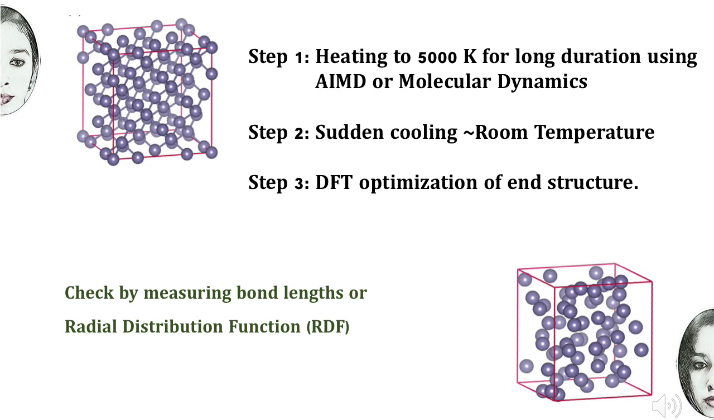This is followed by very instantly cooling the material to room temperature. This sudden drop in temperature from 5000 Kelvin to 298 Kelvin does not provide atoms sufficient time to recrystallize to their kinetically favored positions, and therefore the randomness of the structure is maintained. And lastly, we DFT optimize the final structure and confirm whether the structure is amorphous or not by measuring the bond lengths or doing radial distribution function analysis.